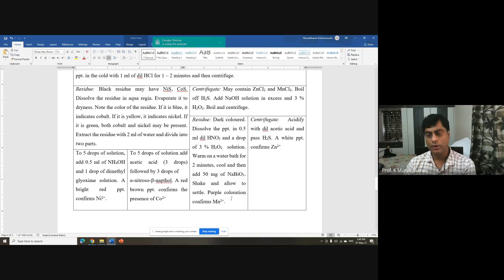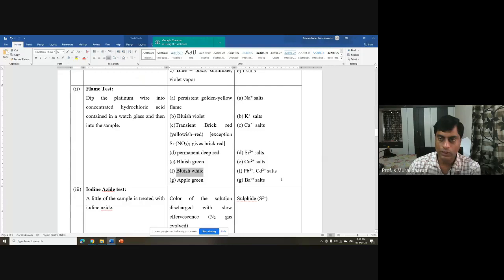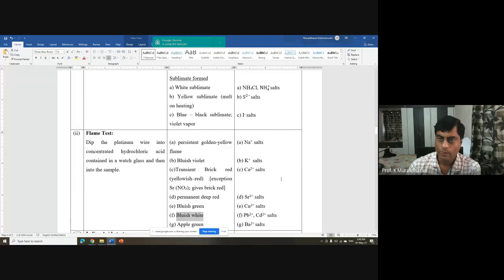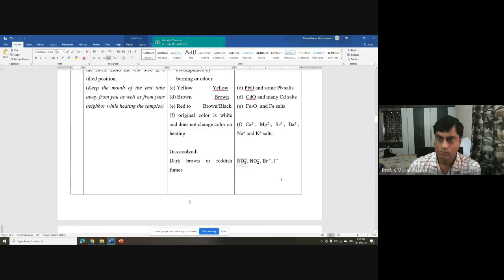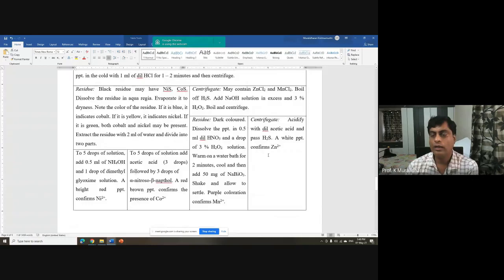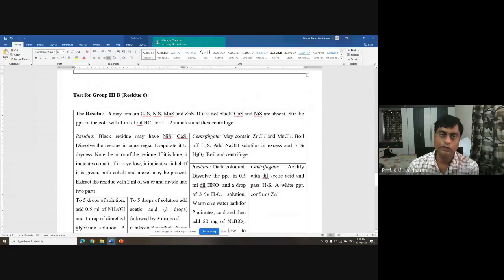Once again, you can take a little bit of residue. This residue can go straight to the flame test. And what is the flame test for manganese? Is there anything? No, sorry, we don't have a special flame test indication for manganese here. There is no test for manganese in flame. So zinc formation you can confirm, manganese formation you can confirm from residue 5.